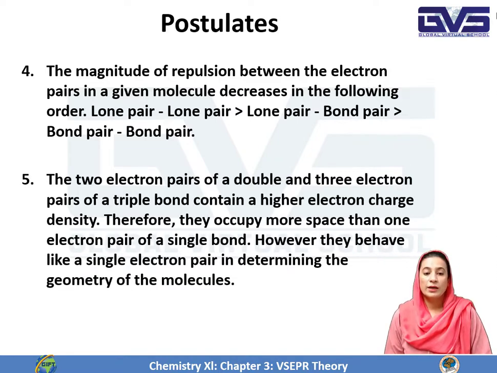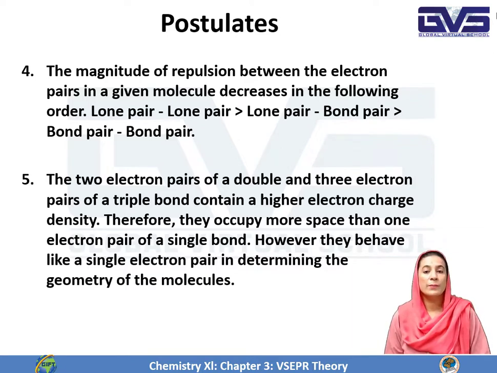The two electron pairs of a double bond and the three electron pairs of a triple bond contain a higher electron density, therefore they occupy more space than one electron pair of a single bond. Students, you are quite familiar with single, double or triple bonds. A single bond is formed by the sharing of one electron from each atom. One from each means two electrons, a pair, so they form a single bond.